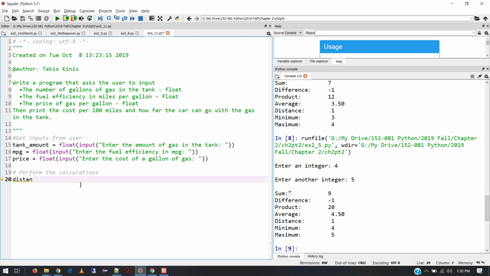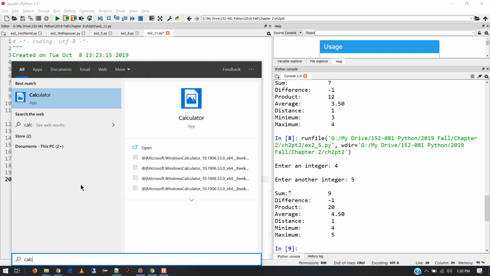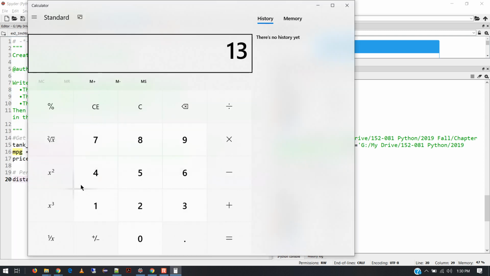So the number of miles, how far the car can go, I'm going to call it distance. And you said the tank amount, using my variable names, how much gas is in the tank times the miles per gallon, right? That makes sense. So here's what I figure out on my car. If I get like 46 miles to the gallon, and I have a 13-gallon tank, which is really small actually, 13 times 46, I get about 600 miles on a tank of diesel in my car.